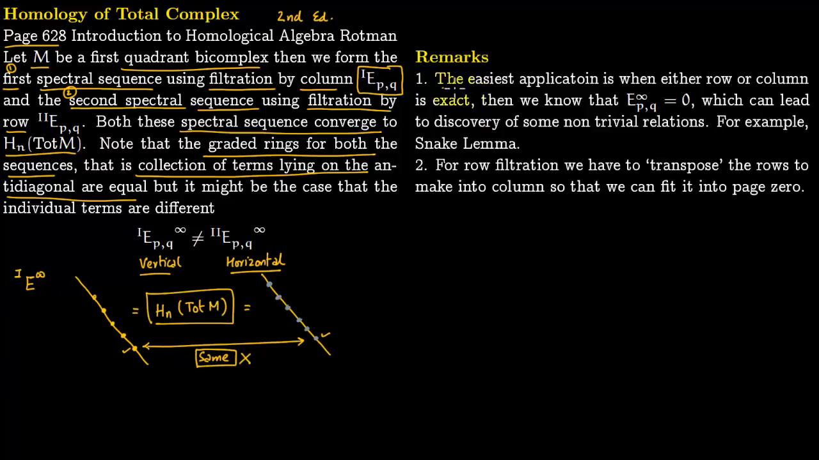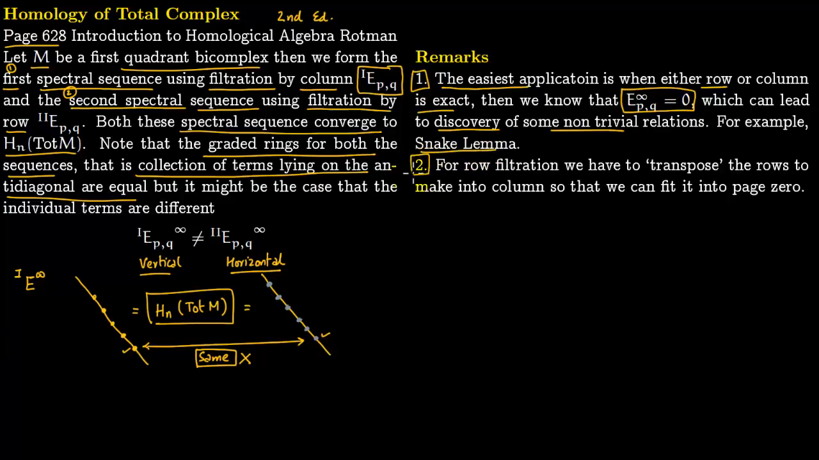The easiest application, or the most used application, is when either row or column is exact. If the row or column is exact, then you already know that there are no homology groups, and you know the page infinity just consists of zeros. Now if this just consists of zeros, then this can lead to discovery of some non-trivial relations. We have already used this remark number 1 in proving the snake lemma.